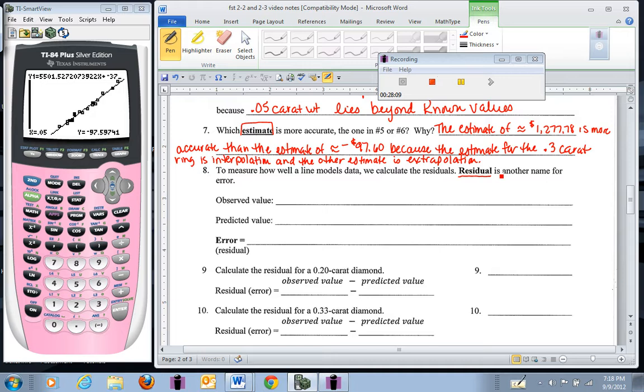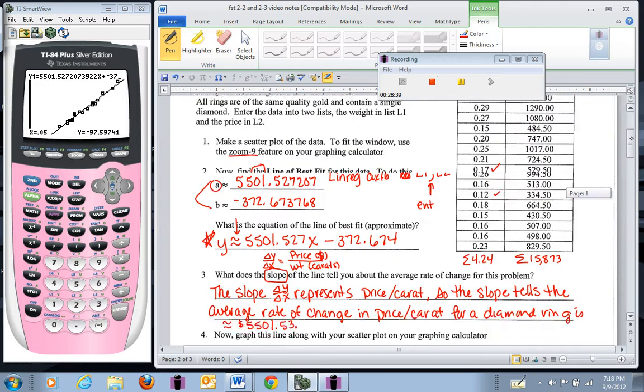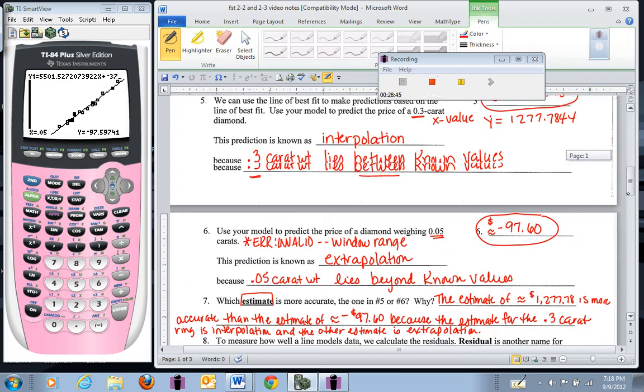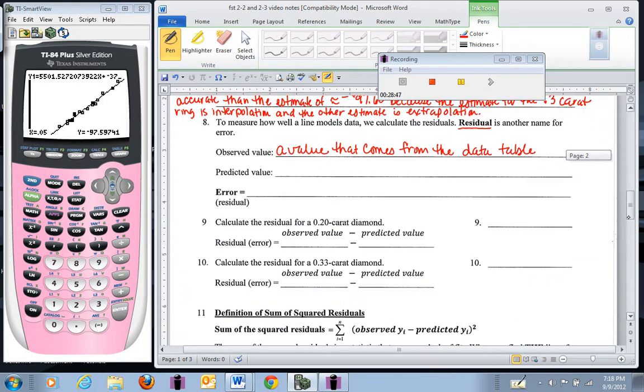All right. So an observed value is going to be a value that comes from the data table. So if we're thinking about our diamond rings up here, we should be thinking about all of these amounts were actual amounts that they purchased. These carat weights were the amounts that they purchased. Okay? That's an observed value. That's when you go out and collect the data.